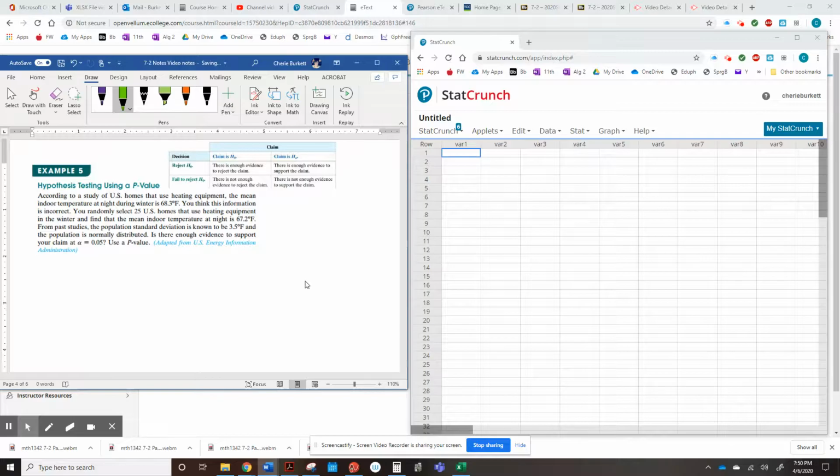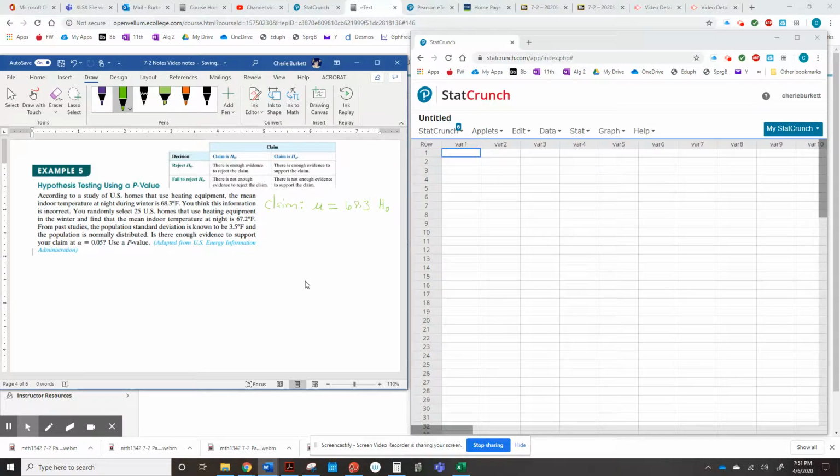So according to the study of U.S. homes that used heating equipment, the mean indoor temperature. So here's my claim. The claim is that the mean indoor temperature at night during the winter is 68.3. Okay, that's the claim. It contains equality, so that is the null hypothesis.